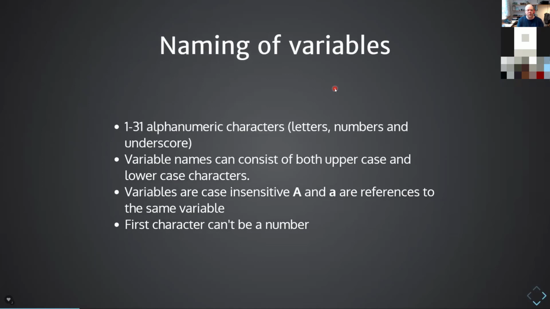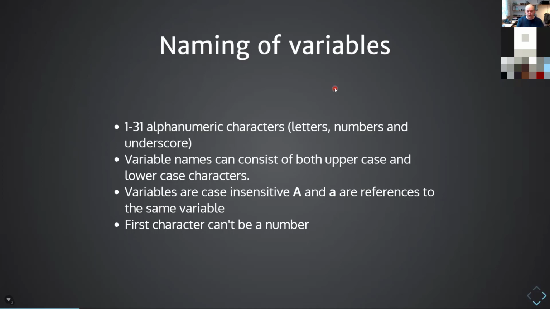And for naming, you can use 1 to 31 characters: letters, numbers, and underscore. You can have variable names that consist of both uppercase and lowercase characters. However, variable names are case insensitive. So uppercase A is equivalent to a lowercase a variable. It's a case insensitive language.